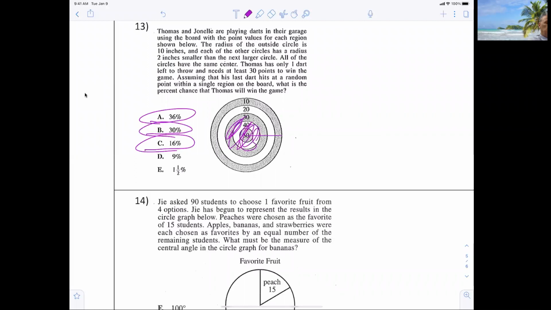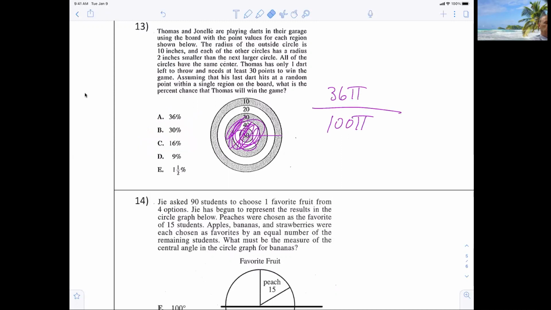Do you agree? So what's the radius of that circle? What's the radius of the big circle? So I need to hit an area of what? 36 pi out of what? 100 pi. So the correct answer is A. Again, if you don't know that, that's okay. Do I need to explain that, right?